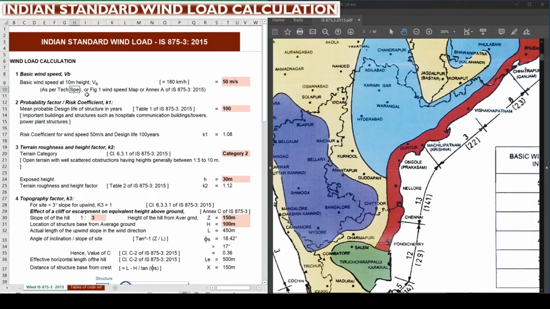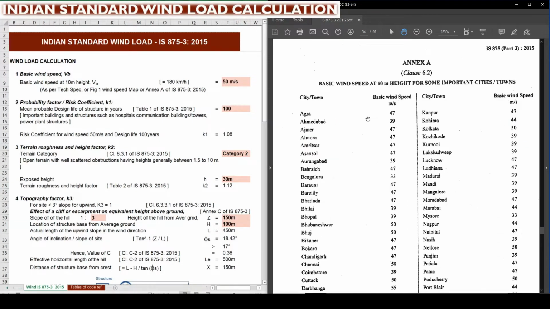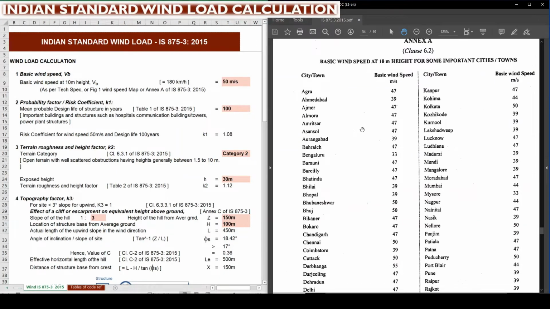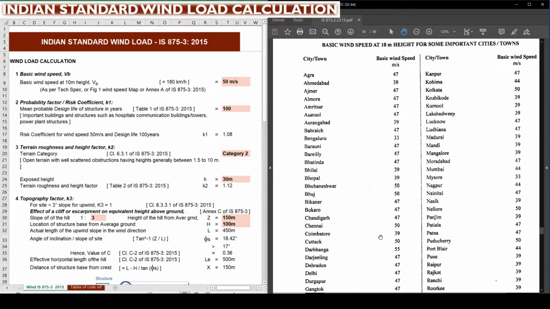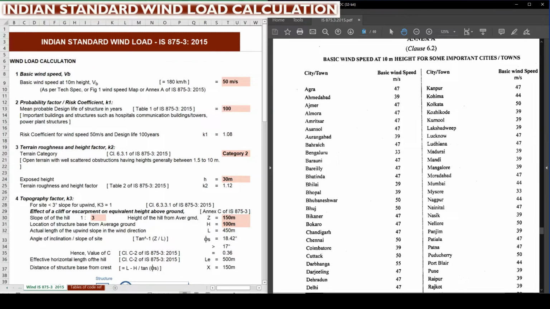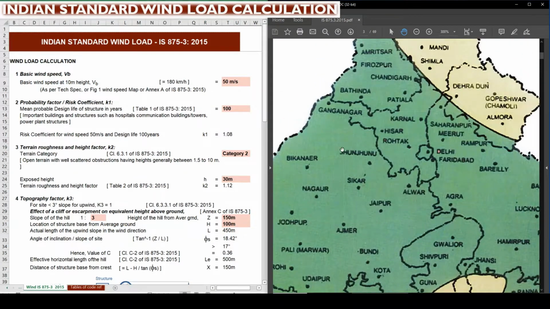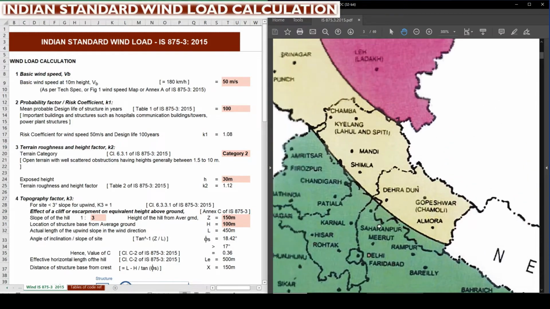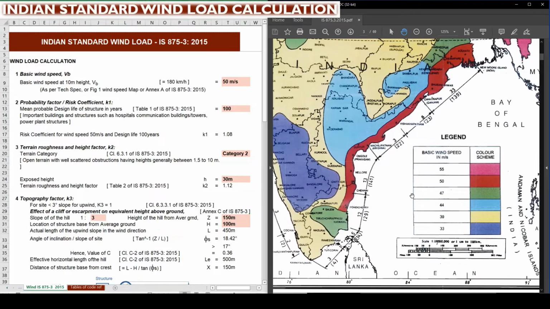Alternatively, if the project location is in the sites which are listed in Annexure A, that means page number 54 is to be referred. Here some important cities and towns are listed in this Annexure A. Based upon that, basic wind speed is also provided. So we can also pick from here if the project location is within these listed cities, or else the best option is page number 3. We need to refer to the map. This will provide you all the major cities and even some towns. So based upon the map, you can pick the exact basic wind speed.